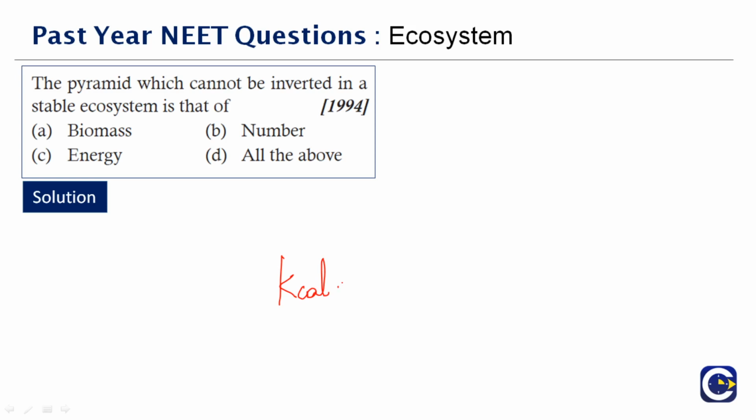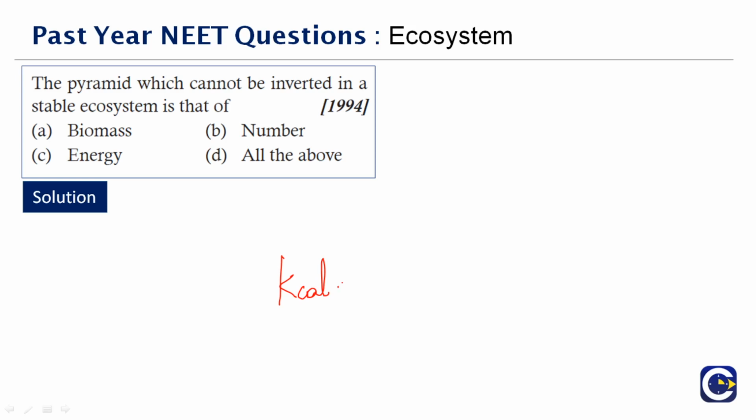Energy pyramid cannot be inverted because energy always flows in one direction. That is why it cannot be inverted. According to the 10% law of energy transfer given by Lindeman, during the transfer of energy from one trophic level to the other there is always a loss of energy in respiration and other activities. The number pyramid can also be inverted to some extent, but when you talk about energy, the flow is always in one direction.